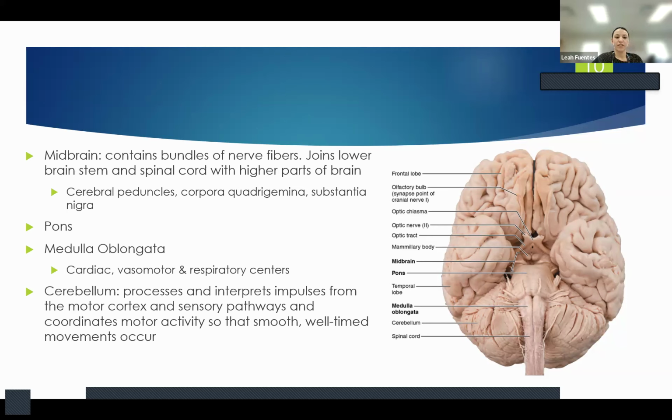So the pons relay impulses to and from the medulla oblongata and the cerebrum. The medulla oblongata is the enlarged portion of the spinal cord, extending from the pons, which are here, to your foramen magnum, which is that big hole at the bottom of your skull. The medulla oblongata is also a cardiac, vasomotor, and respiratory center.